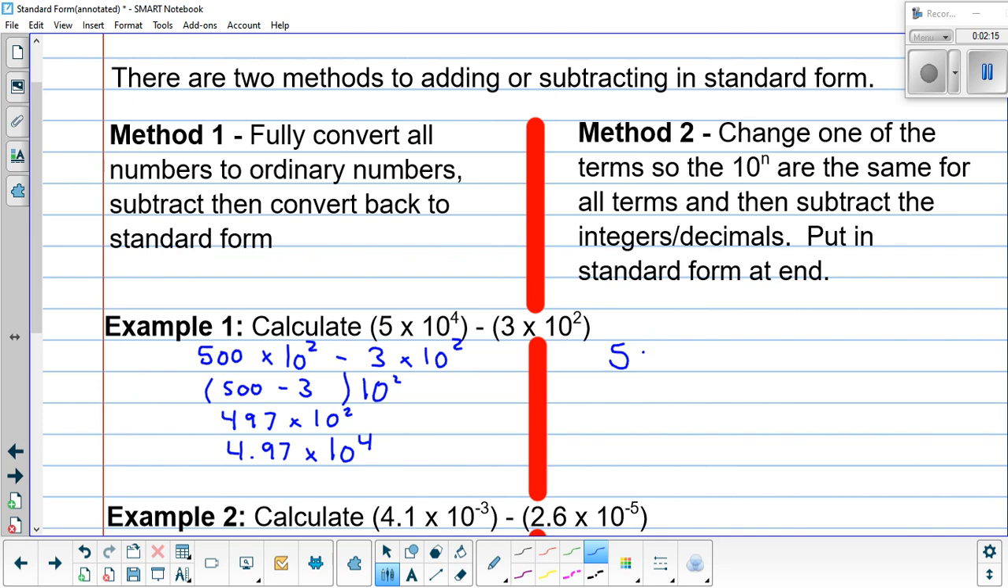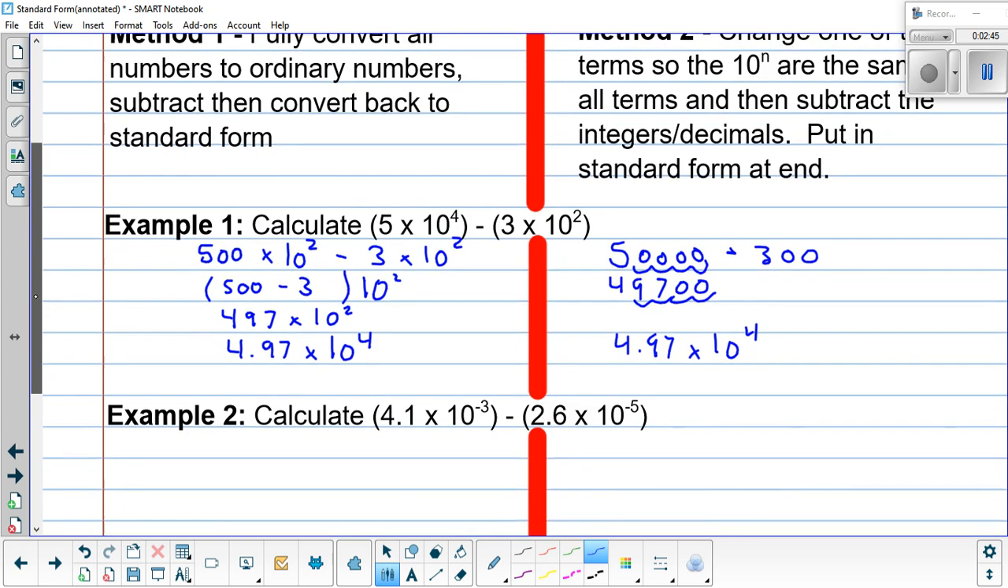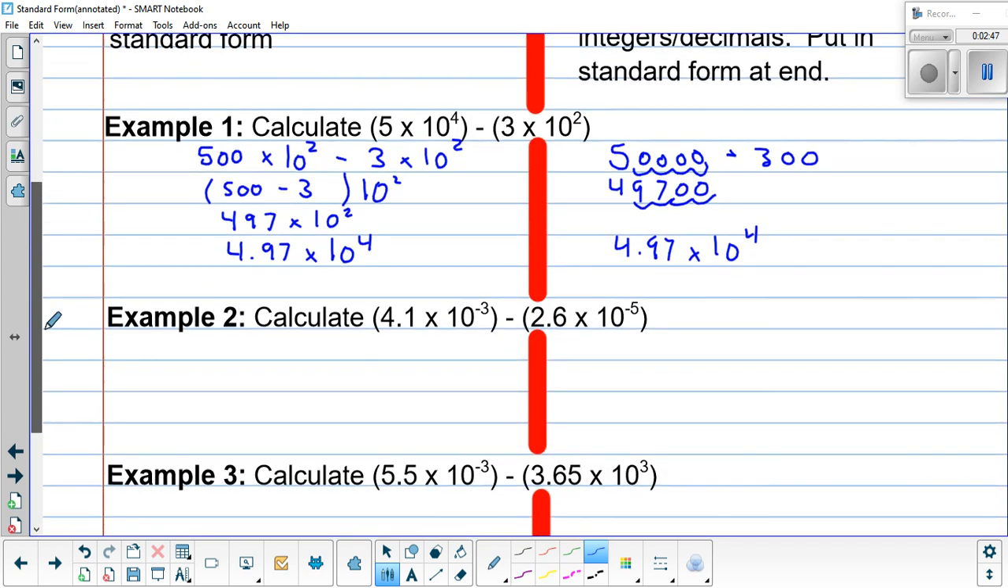So here we have 5, and then we go 1, 2, 3, 4. So we have 50,000, and then we're going to subtract off 300. So here we're going to get 49,700, and then we have to convert back, so we move 1, 2, 3, 4, so we get 4.97 times 10, and it's positive 4 because it's bigger than 1. So both methods are pretty easy. It's just depending on what kind of maths you like doing.